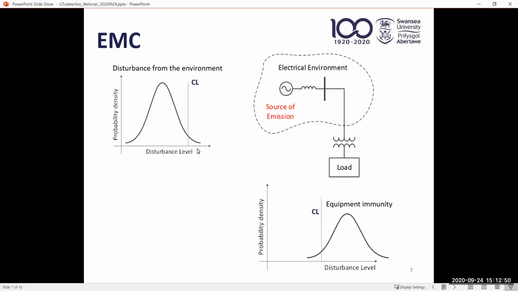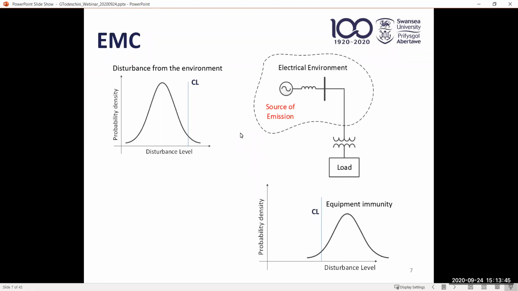So we have on the x-axis the disturbance level, on the y-axis the probability density, and we can assume that the disturbance will be represented by a type of probability distribution, in this case a Gaussian. I will explain in the next slide what this CL means. For now, we just keep it here as reference. On the other side, the equipment possesses an immunity. That means an ability to withstand the disturbances. And again, the equipment immunity can be approximated with the Gaussian, because the equipment is built with certain tolerances, and because there are various factors that change immunity in time, such as aging or other type of variations.